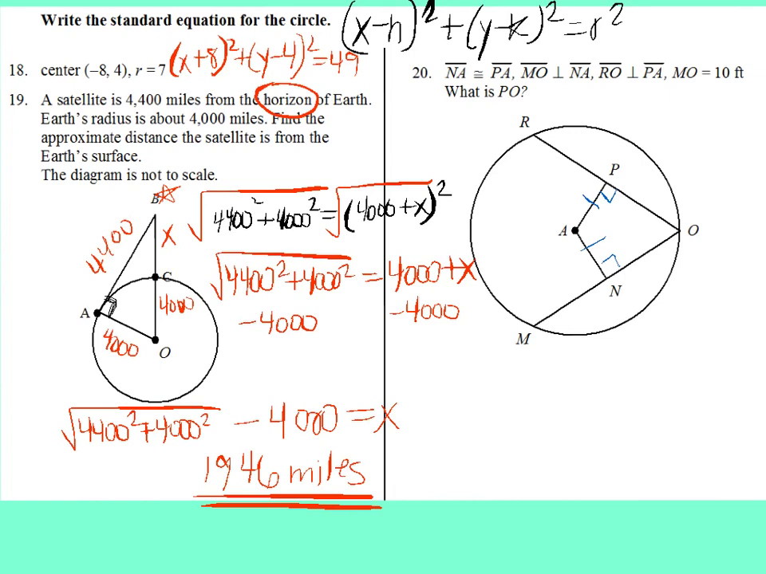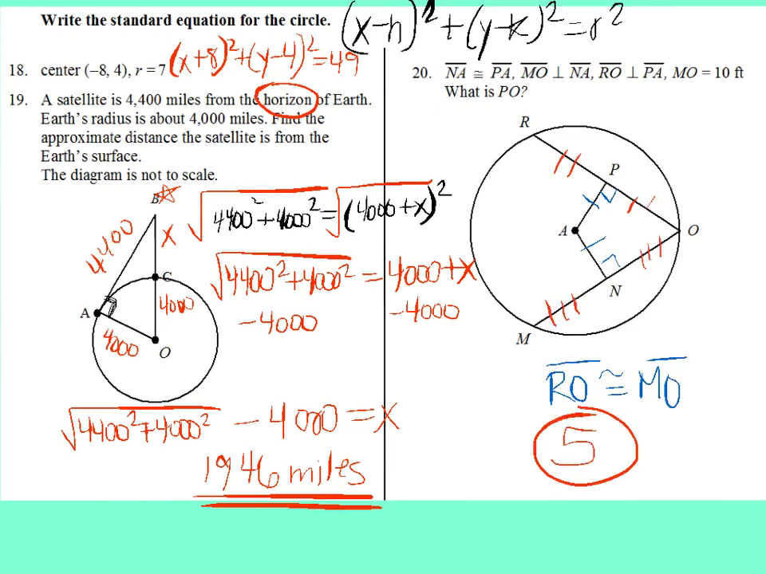So number 20 is actually combining a couple of theorems. One theorem says that if chords are equal distance from the center, then the chords are congruent. So we know chord RO is congruent to chord MO. So we know that RO is congruent to MO.